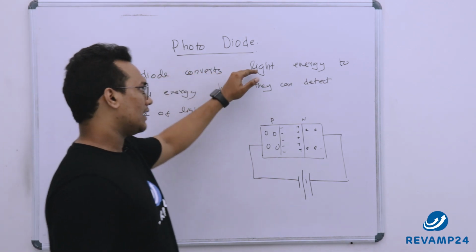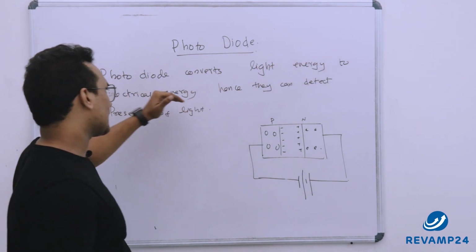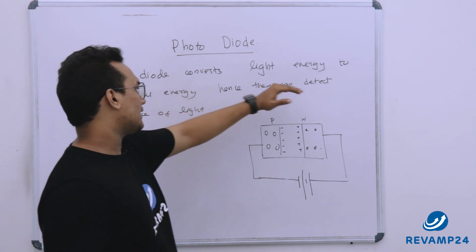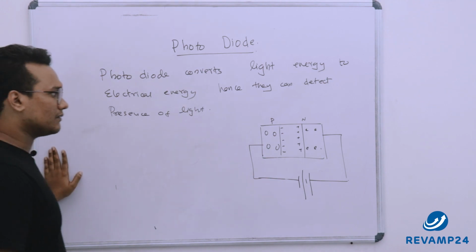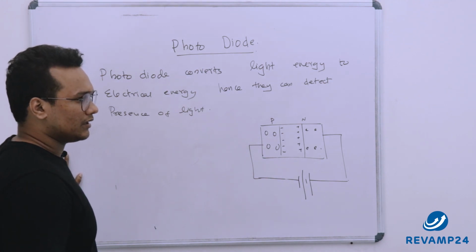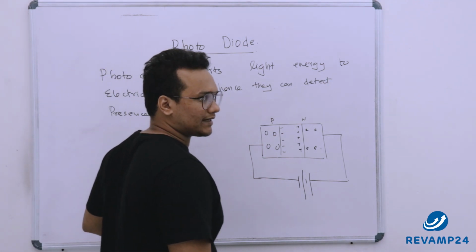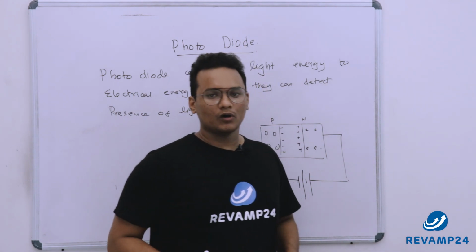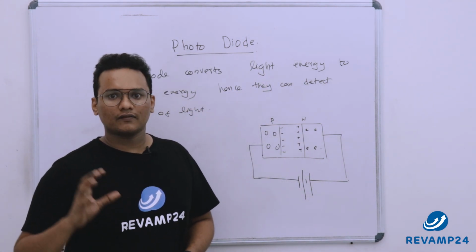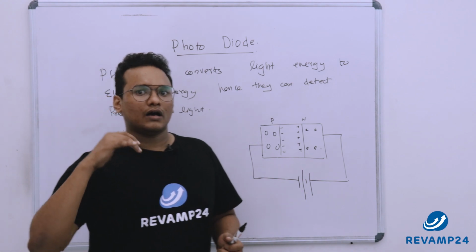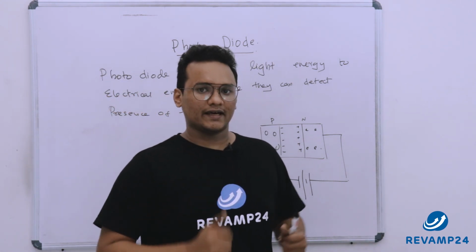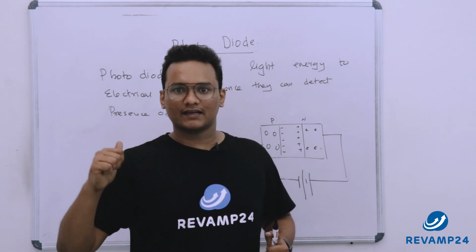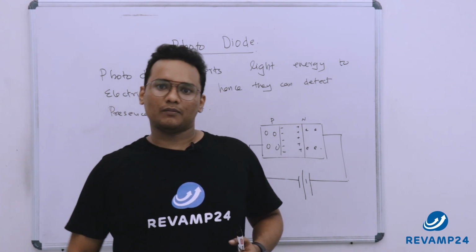Photodiode converts light energy to electrical energy. So, hence they can detect presence of light. I'll give you a simple application of it. Now, see, the cinema directors, they need to know what is the lighting of a particular place. Let's say I am the director, I need to know what is the current lighting at Hyderabad.